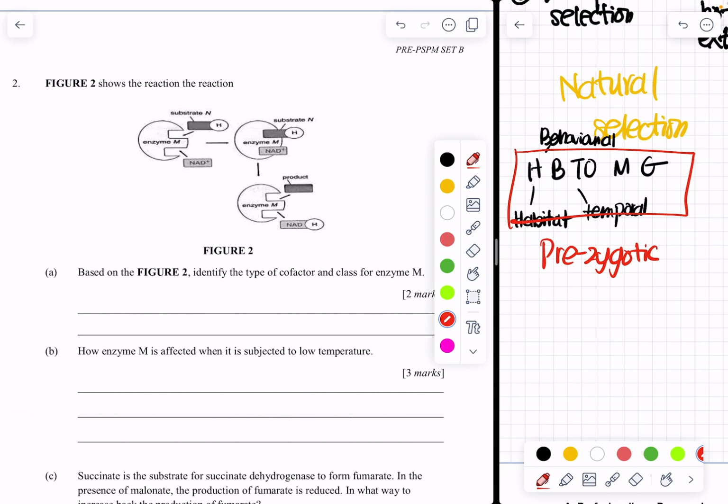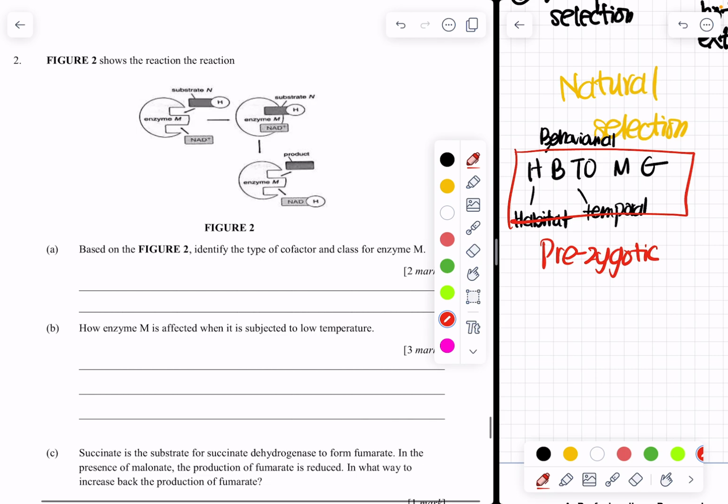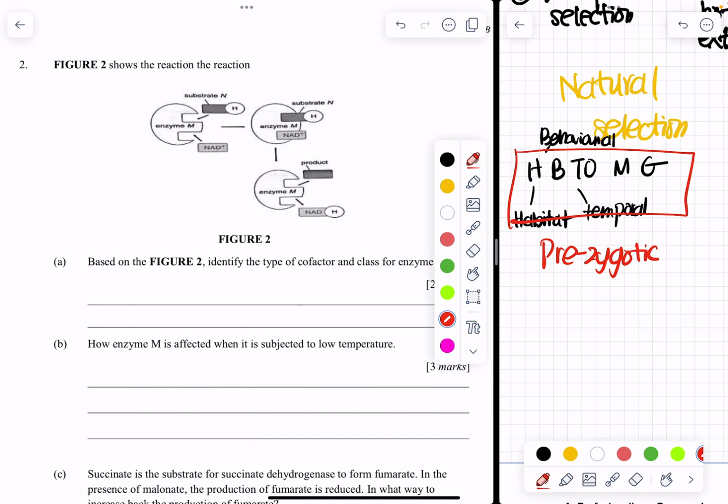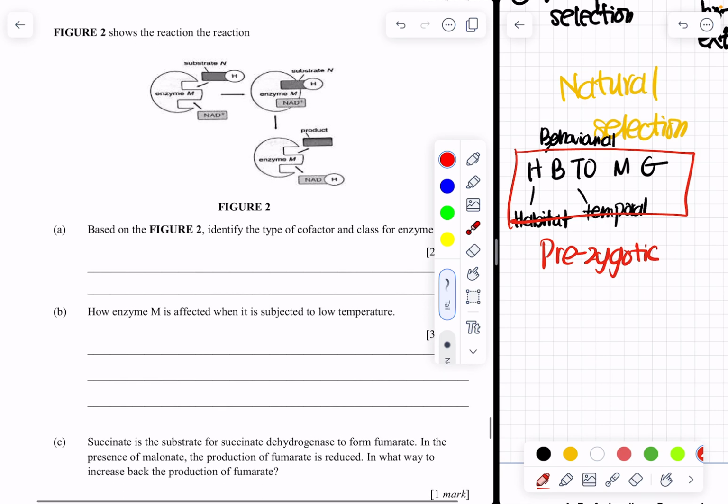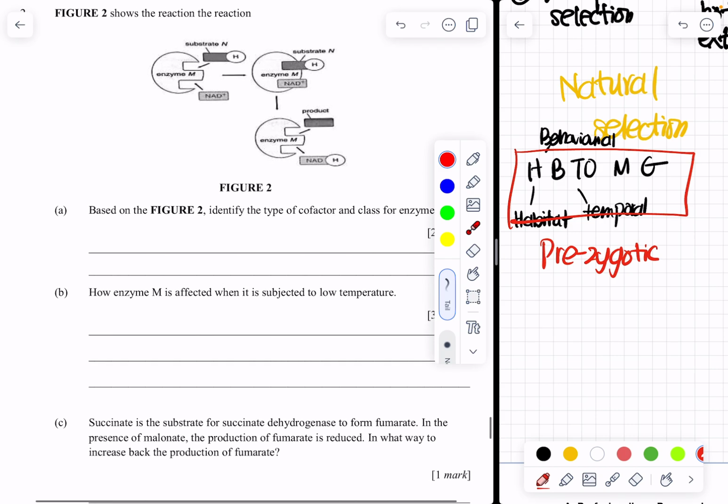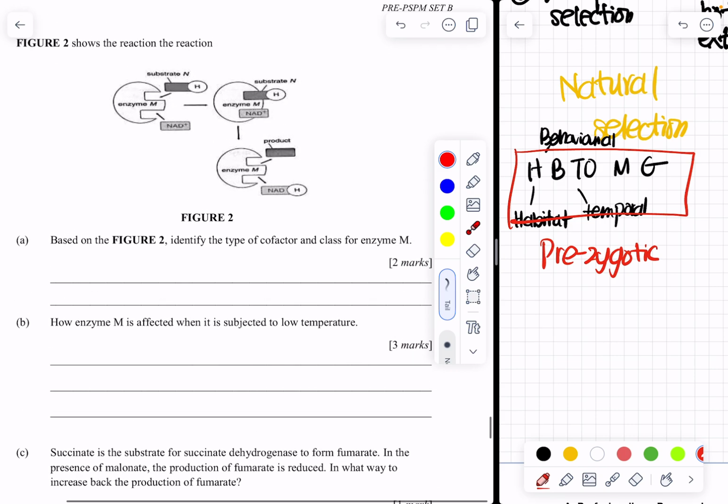Let's take a look at question 2. Question 2 is from chapter 4, biocatalysis. I hope you guys can remember this chapter. We have covered this not too long ago. Figure 2 shows reaction. I think there must be a bit of a typo there. I think they meant to say reaction. So let's just ignore that. Based on figure 2, identify the type of cofactor and class for enzyme M.